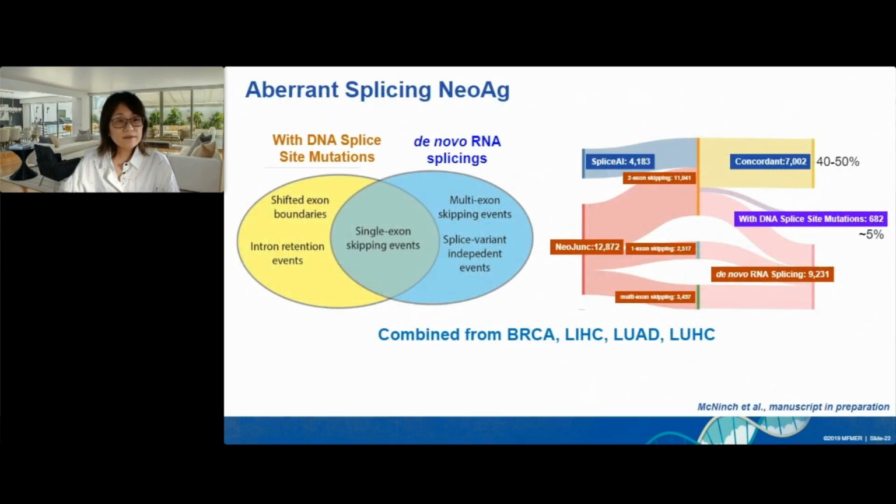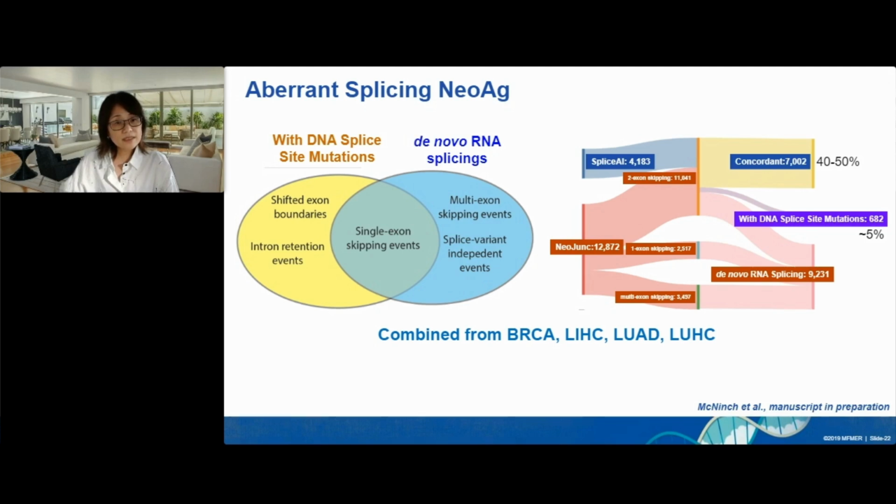As shown in the figure to the right, the numbers here confirm that about 40 to 50% of the aberrant splicing events are detected by both approaches towards the top. The majority of the splicing events are de novo, without splice site DNA mutations, towards the bottom.